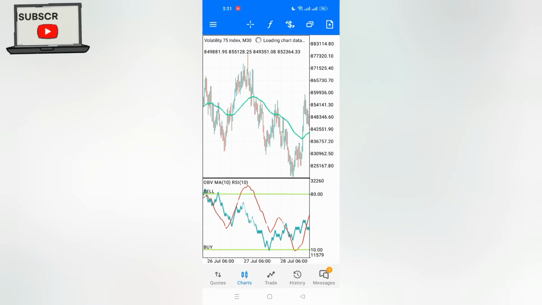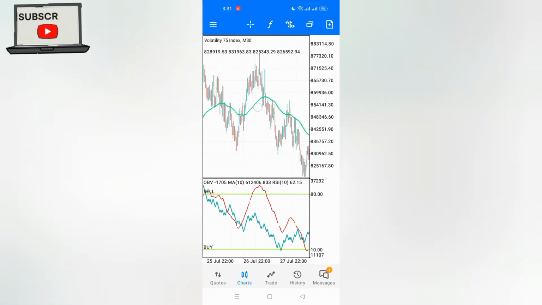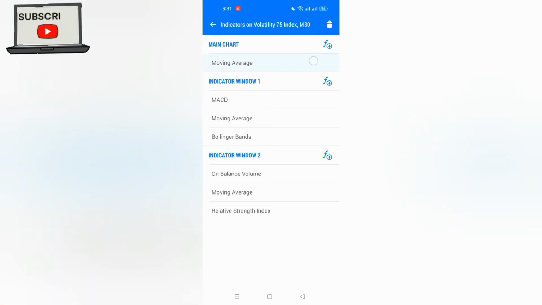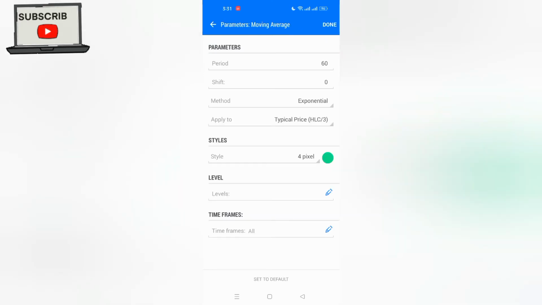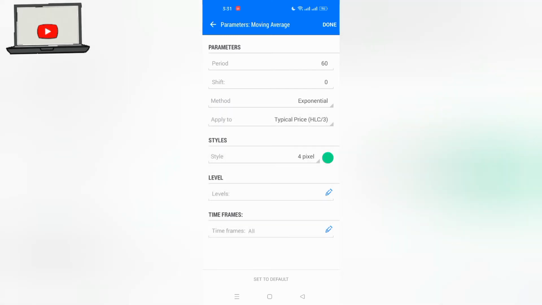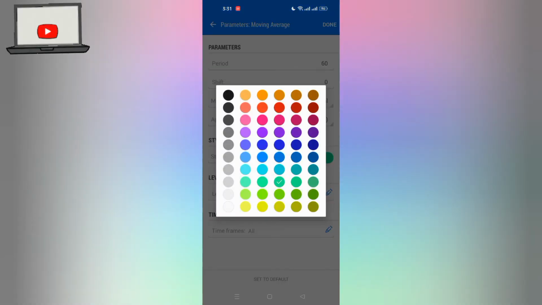I'm using another simple indicator on the main chart. Straight to the main chart, I'm using this moving average. The settings: the moving average period is 60, applying to close. You can screenshot so that you may be able to set this accurately. The method is exponential, applying to typical price. And you can use the color you want on this.